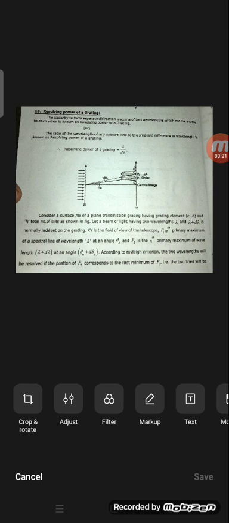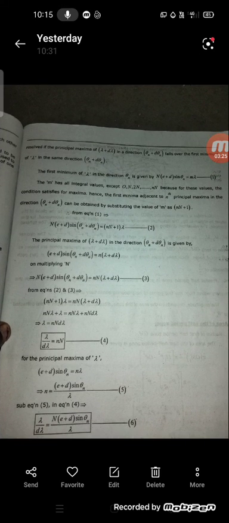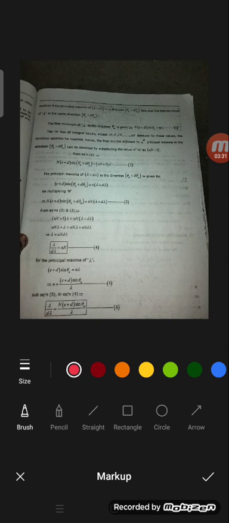So the two lines will be resolved if the principal maxima are at lambda with angle theta n, and lambda plus d lambda with angle theta n plus d theta n. So these are the P1 and P2 order maxima. So this is the completely theory part.